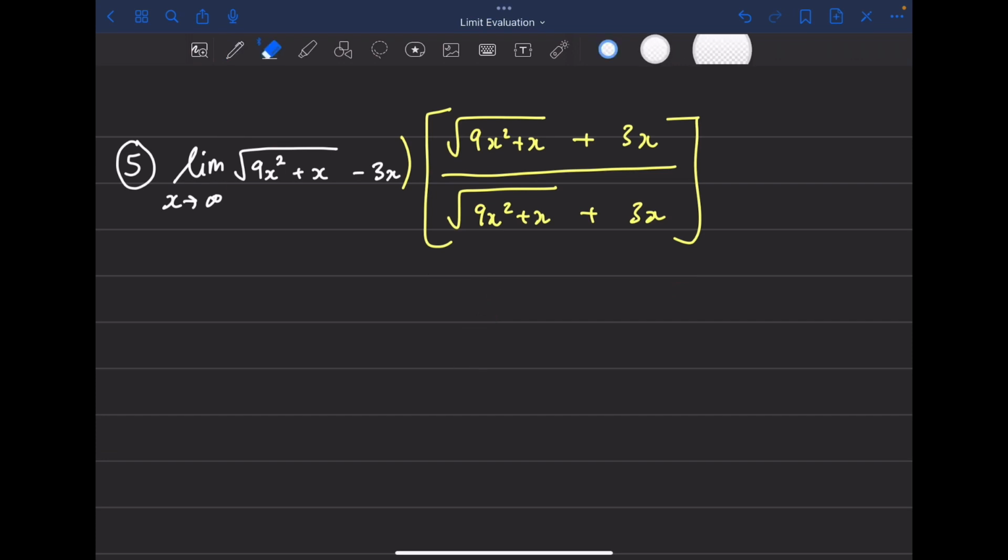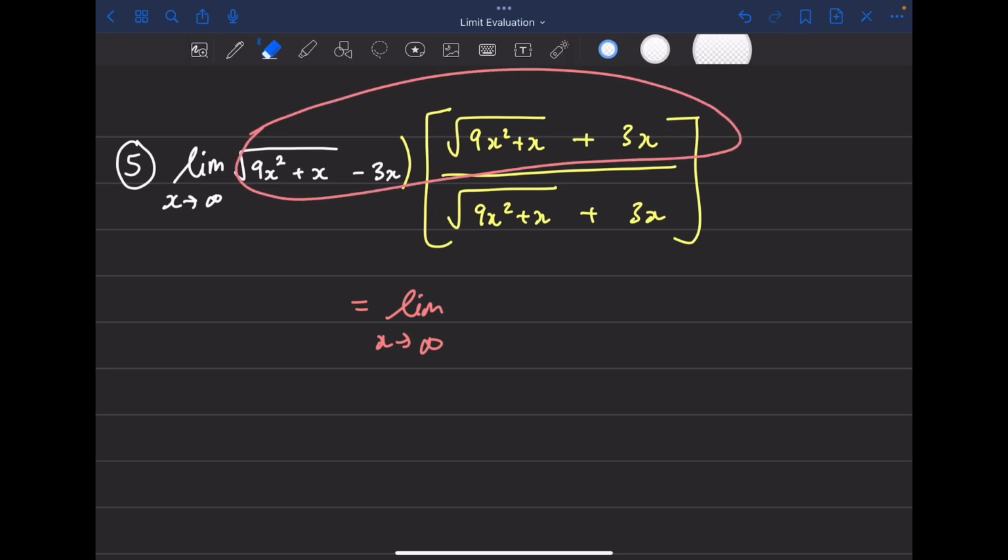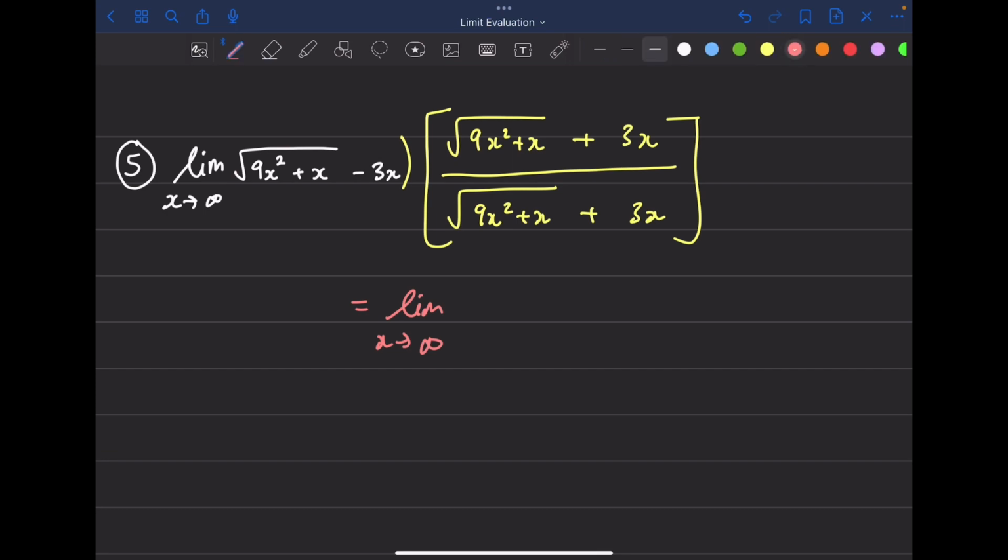This will give us, if you actually evaluate it, the limit as x approaches infinity of, and then now you'd actually multiply the numerators together. You can do it on the side, but I already know the answer because it's a difference of squares. This will give you 9x squared plus x minus 9x squared. And then the denominator stays the same. So that would be square root of 9x squared plus x plus 3x.